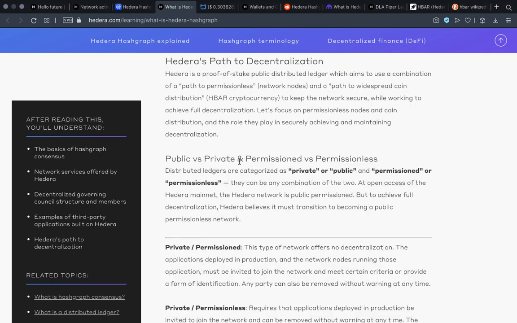Hedera's path to decentralization. Hedera is a proof-of-stake public distributed ledger which aims to use a combination of a path to permissionless network nodes and a path to widespread coin distribution, the HBAR cryptocurrency. To keep the network secure while working to achieve full decentralization, let's focus on permissionless nodes and coin distribution and the role they play in securely achieving and maintaining decentralization.